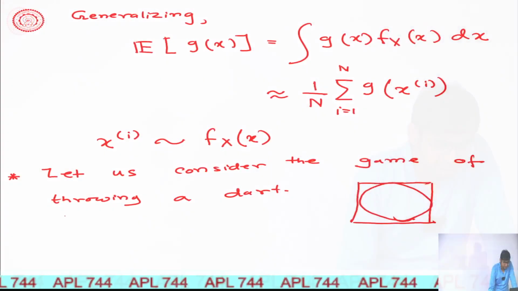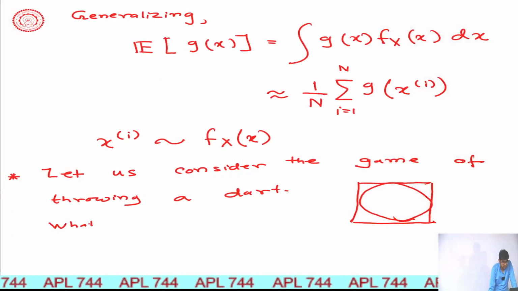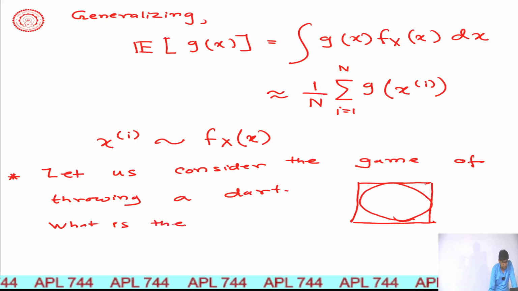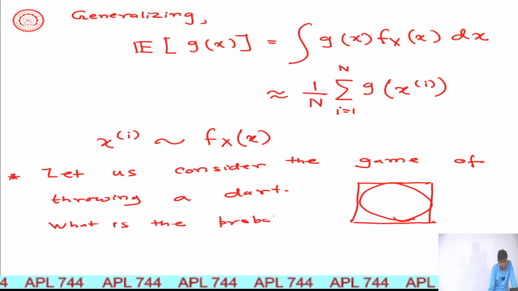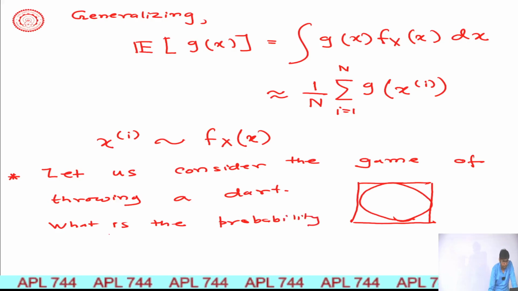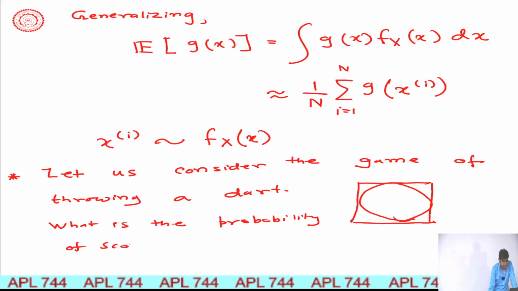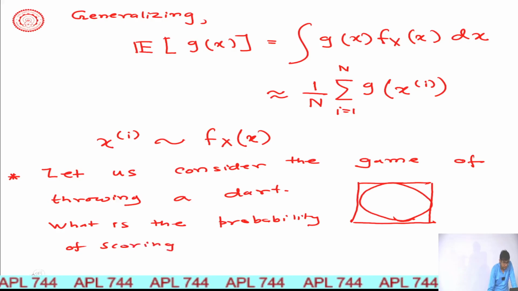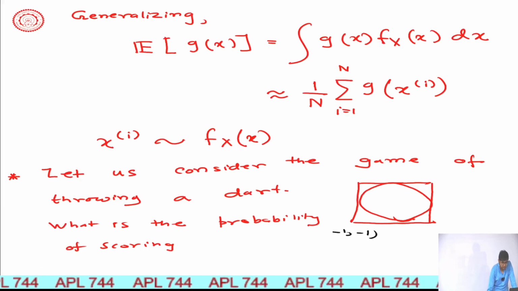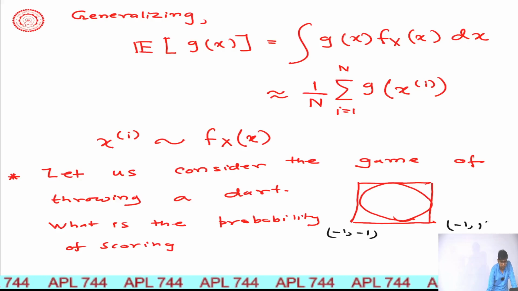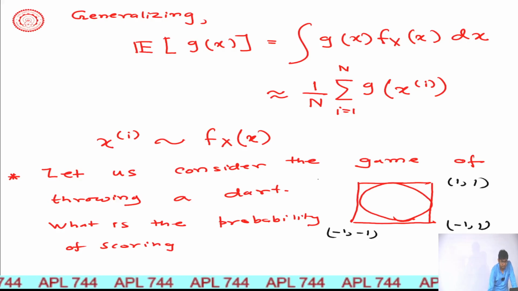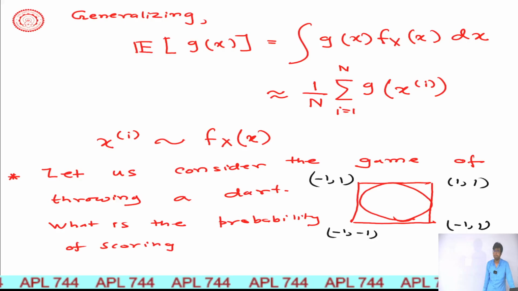So now, what is the probability of scoring? And let me give you some more data. So these corners are -1, -1, -1, -1, 1, 1, this is -1, 1. Okay. So this data is given to you.